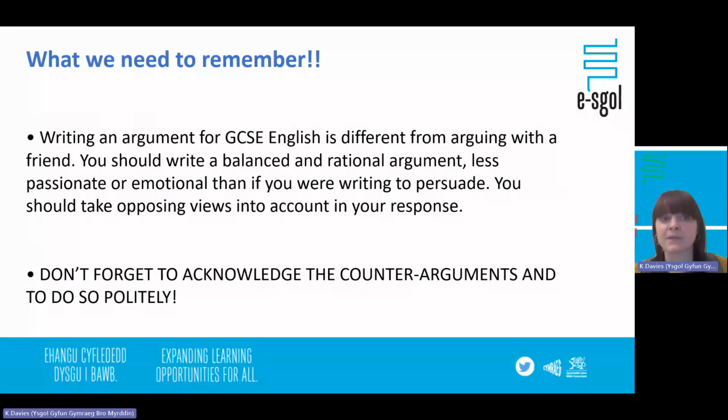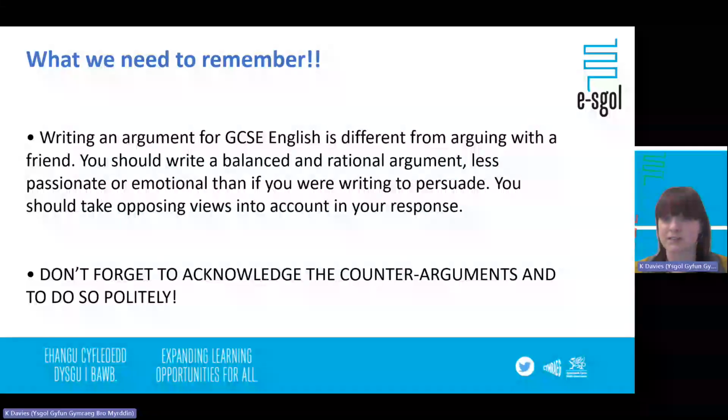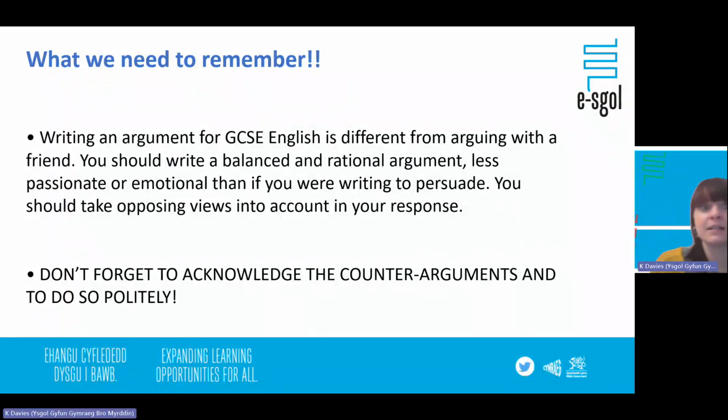So what we need to remember then is that writing an argument for GCSE English is different from arguing with your friends. You need to ensure that it is balanced and that it is rational, so sensible, okay? These words, balanced and rational, the idea of making sure it's a sensible argument. So less passionate or emotional than if you're writing to persuade. You should take opposing views into account in your response. So you're making sure that it's considered, okay?